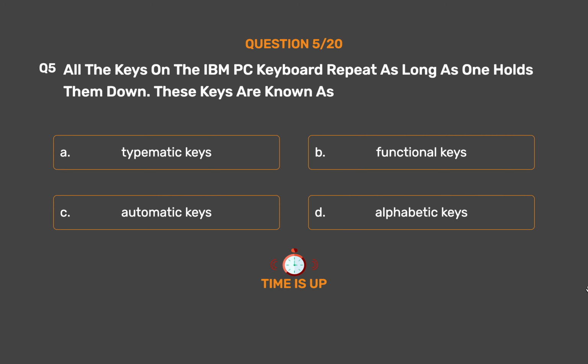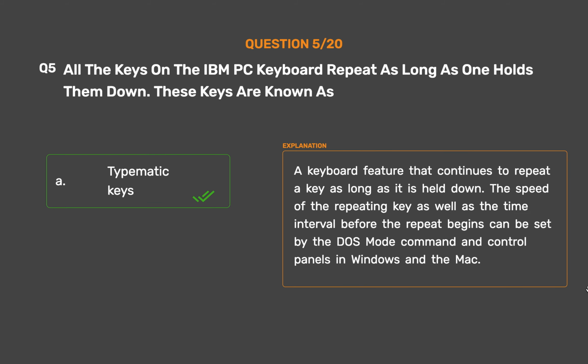The correct answer is Option A. Type-o-matic keys. A keyboard feature that continues to repeat a key as long as it is held down. The speed of the repeating key as well as the time interval before the repeat begins can be set by the DOS mode command and control panels in Windows and the Mac.